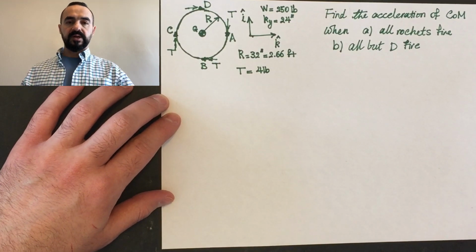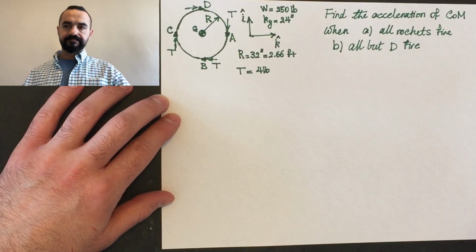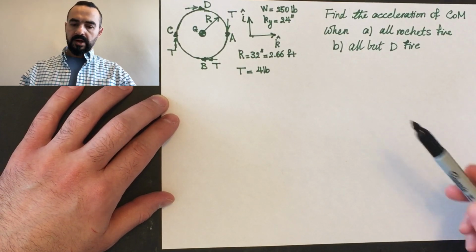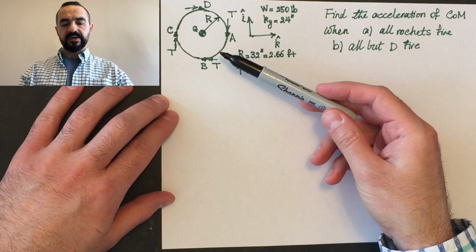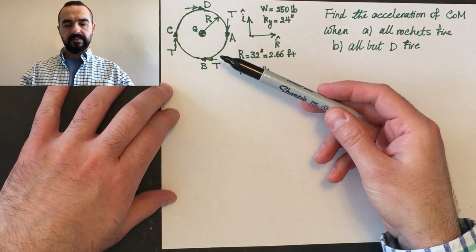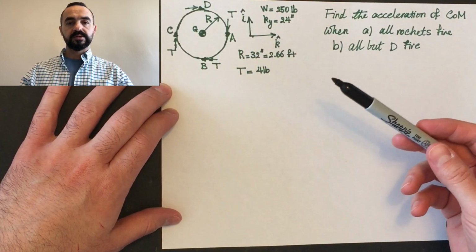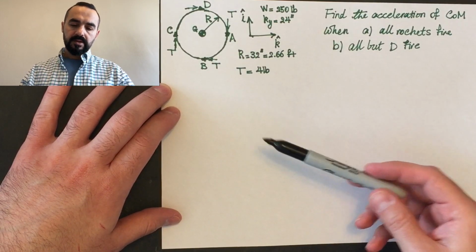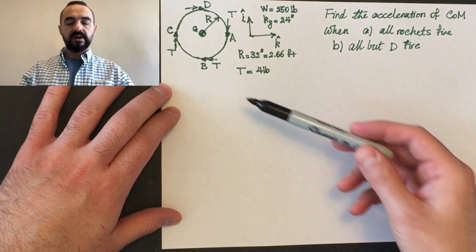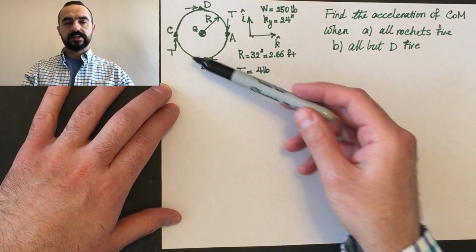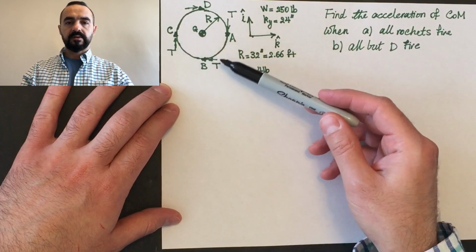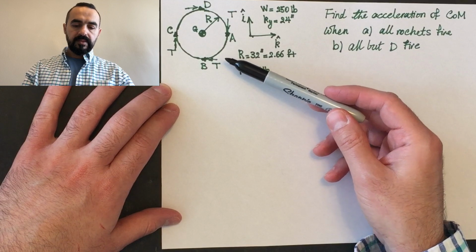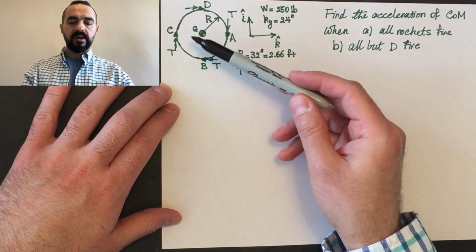Let me first explain what we have here. We have this satellite, so it's a disc-like structure because it looks like a disc. We have this satellite with 4 rockets around the satellite, A, B, C, and D.